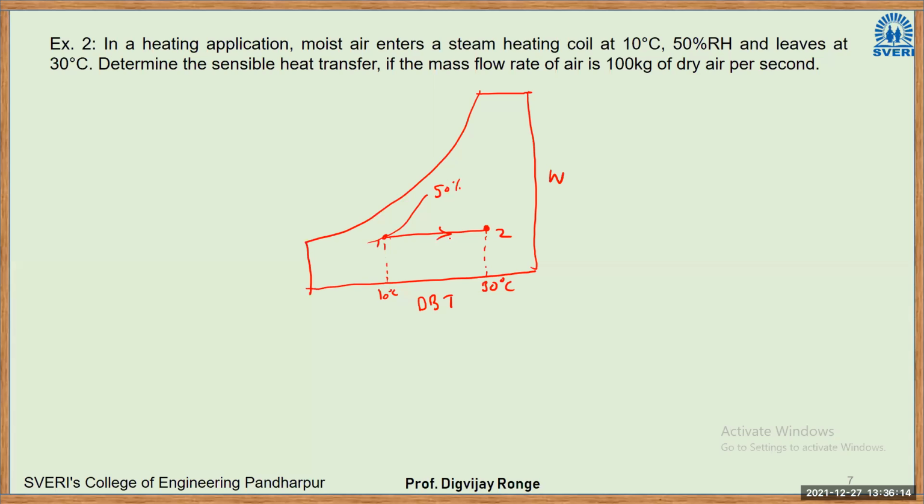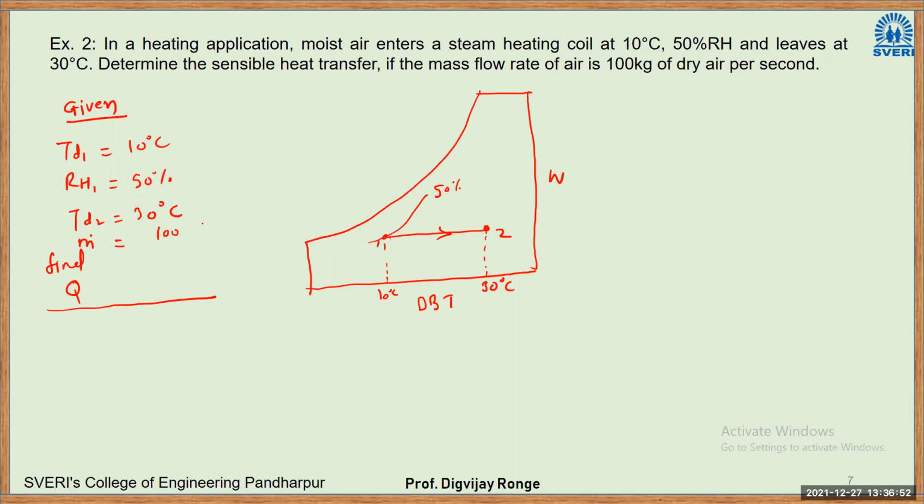Now here in this case, they have given the value of mass flow rate. From the mass flow rate, you can obtain the heat transfer. So here in this case, given data: they are given TD1 as 10 degrees Celsius, RH1 as 50%. They have given TD2 as 30 degrees Celsius. Then here we have to find Q, right? Again, they are given mass flow rate also, 100 kg of dry air per second. You have to find the Q.